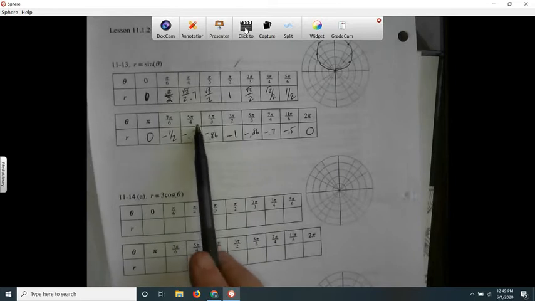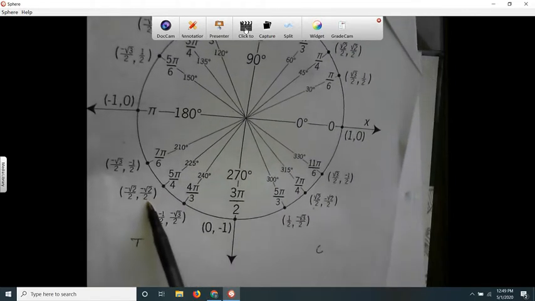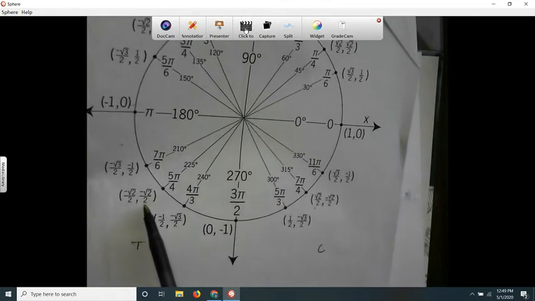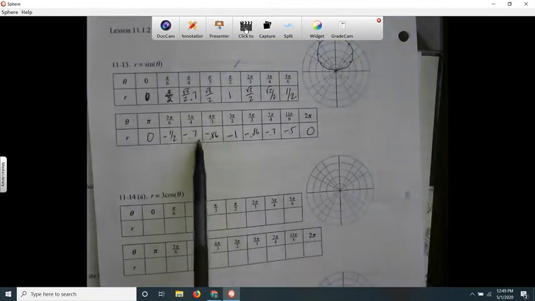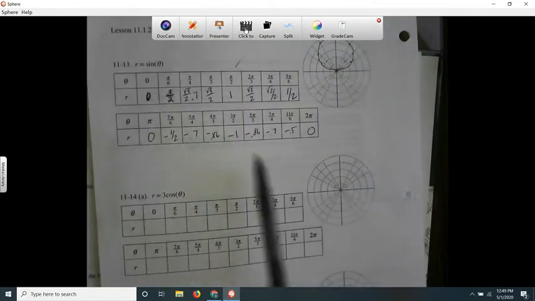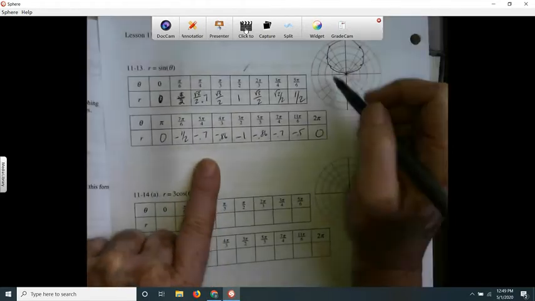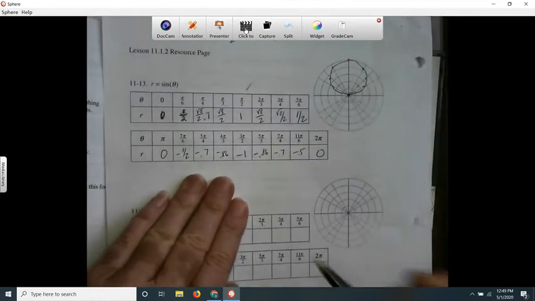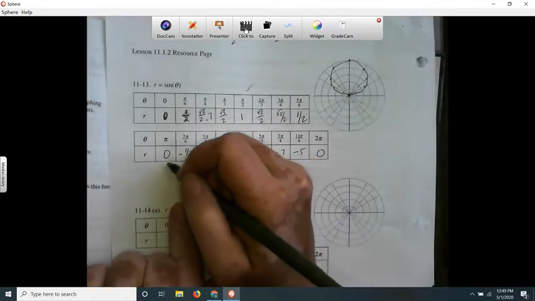And then 5 pi over 4, well, that's negative root 2 over 2, which is about 0.7. So notice it has a nice symmetry to it. If you go through here, all these values just came right off my unit circle, but I put them in decimals because it makes it easier for me to count where I'm going to put my dots. So there we are.